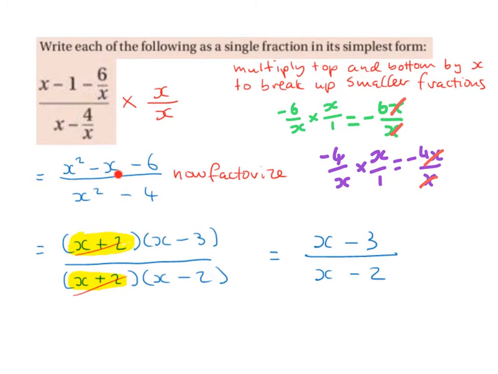So now we have x squared minus x minus 6 as our numerator and x squared minus 4 for our denominator. Now we're going to factorize. So x squared minus x minus 6 will factorize to x plus 2 multiplied by x minus 3. And x squared minus 4 will factorize to x plus 2 multiplied by x minus 2. So I use the difference of two squares here. I notice that I have x plus 2 common to my numerator and my denominator, so I can cancel those out, leaving me with x minus 3 as my numerator, x minus 2 as my denominator. This is my final answer.